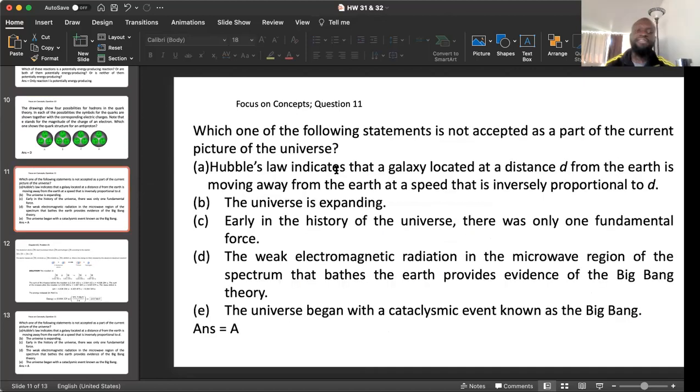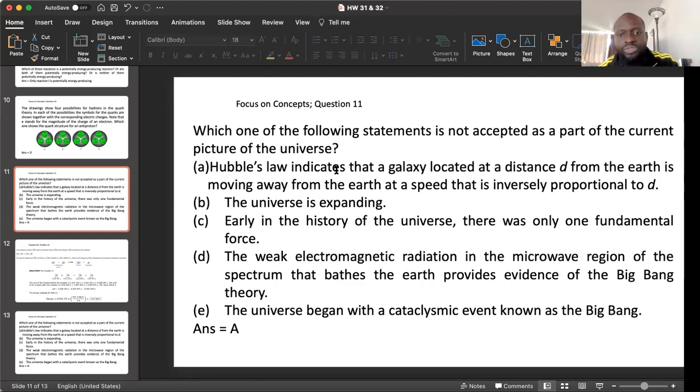Focus on concept question 11. Which one of the following statements is not accepted as a part of the current picture of the universe? The correct answer is A. So let's look at the rest. The universe is expanding, correct. Early in the history of the universe, there was only one fundamental force, correct. The weak electromagnetic radiation in the microwave region of the spectrum that bathes the Earth provides evidence of the Big Bang theory, correct. The universe began with a cataclysmic event known as the Big Bang, correct.